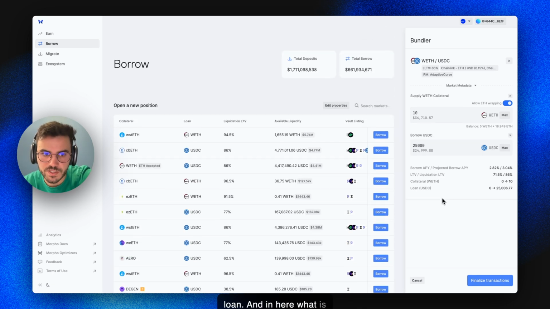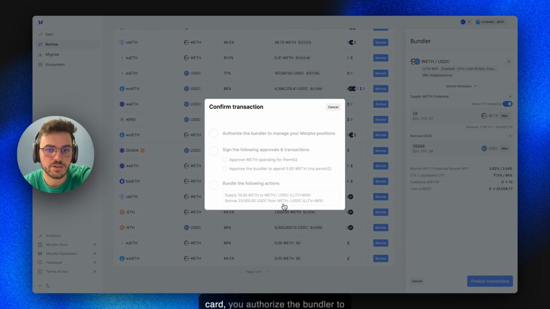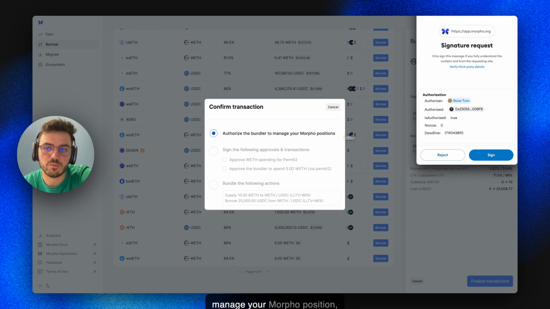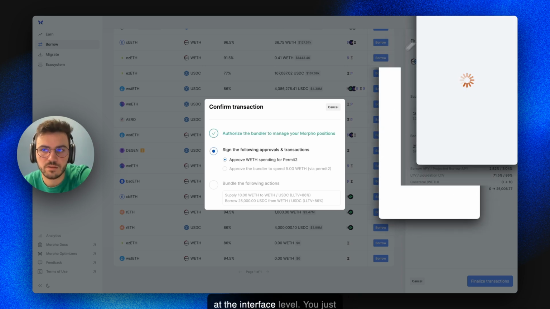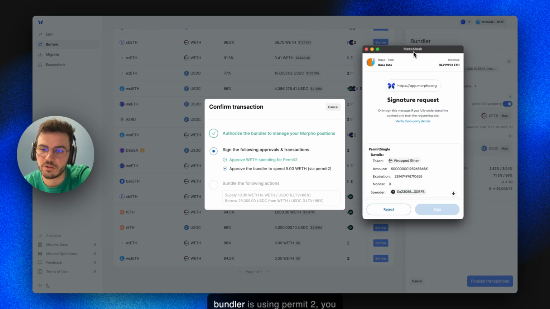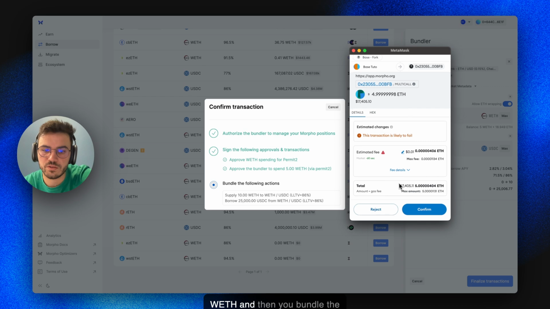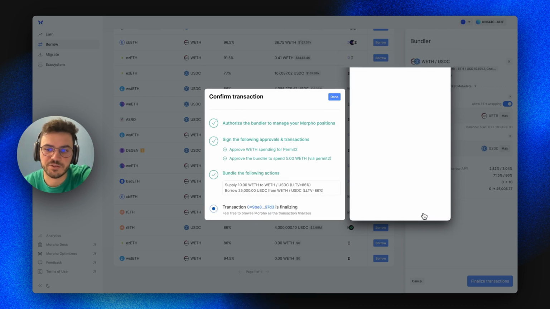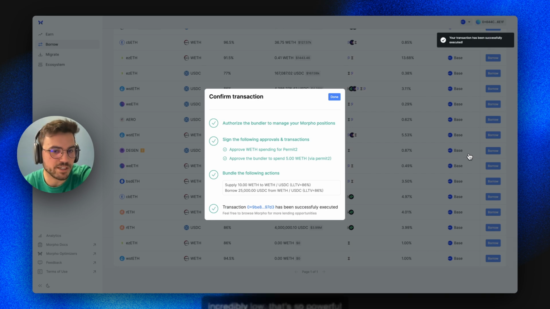And in here, what is happening is that you finalize the transaction, you have the review card, you authorize the bundler to manage your Morpho position. This is something that is required at the interface level. You just have to click here. You approve with spending for Permit2, because underlying the bundler is using Permit2. You approve the bundler to spend 5 wstETH, and then you bundle the actions and you confirm. I don't know if you noticed, but the transaction fees on Base are incredibly low. So that's so powerful compared to Ethereum.